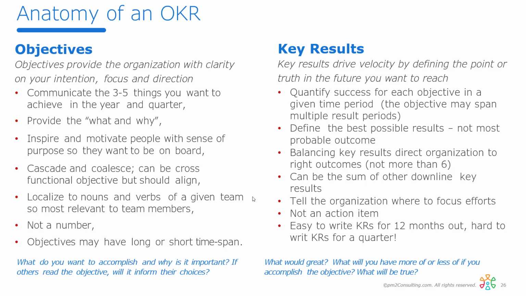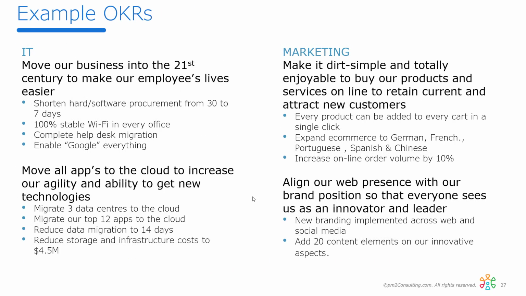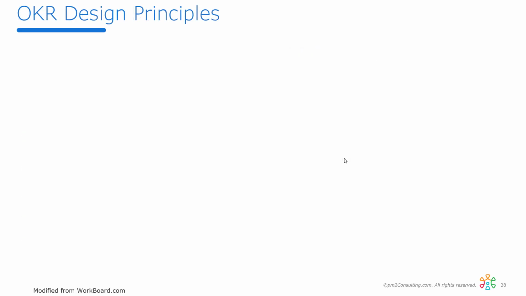So that's the O and the KR. So these are examples. You can pause, take a look at these later. The idea is these are inspirational and in your language. Make it dirt simple and totally enjoyable to buy our products and services online. And then why? To retain current and attract new customers. And then these are specific things that we can measure, the key results. So those are OKRs, and that's what we're going to get for you.